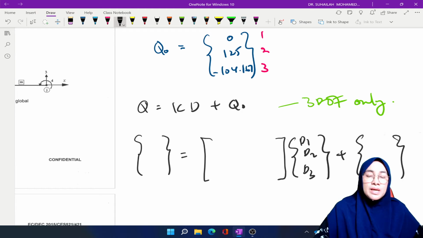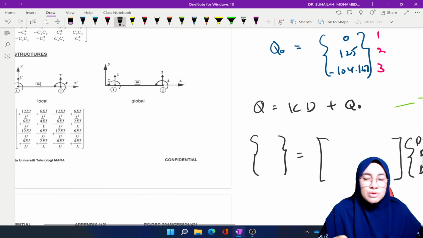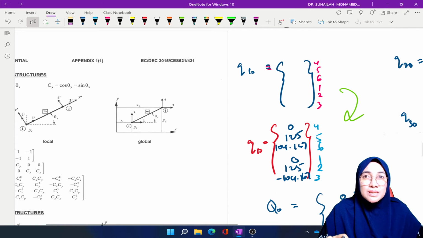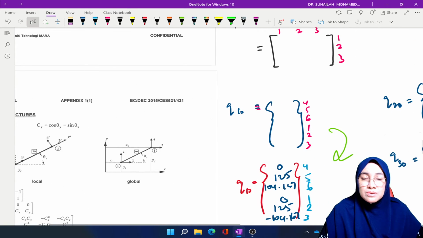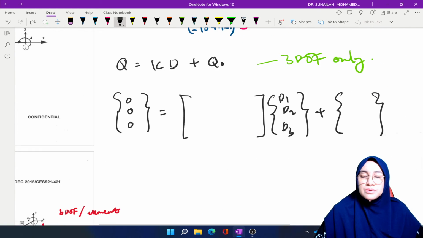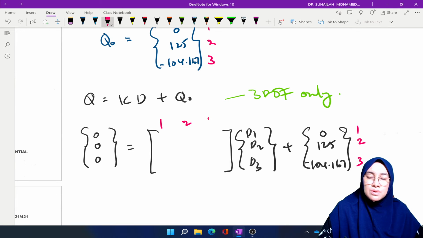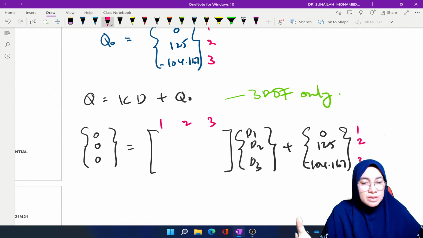Q naught. Okay, for Q, since there's no moment and there's no horizontal load and point load at the unconstrained degree of freedom, this is 0, 0, 0, and we have 0, 125 and negative 104.167. Okay, so this is 1, 2, 3. And K also we consider up to 1, 2, 3 only.